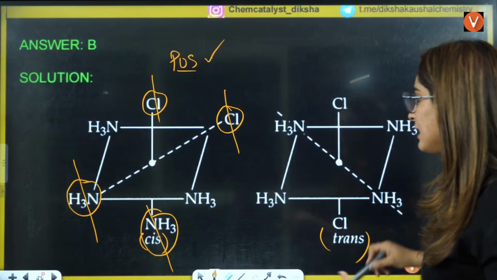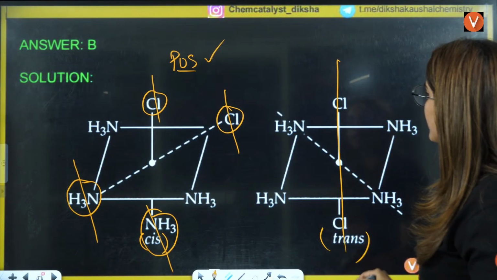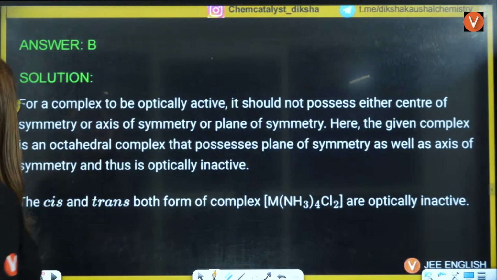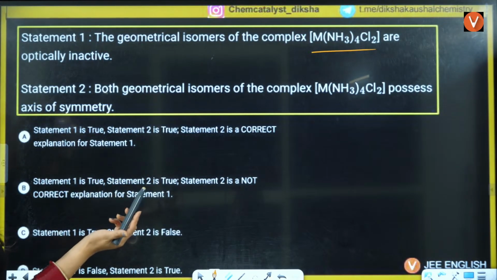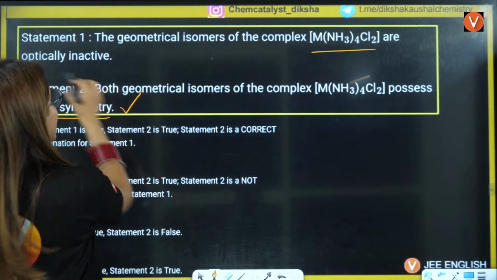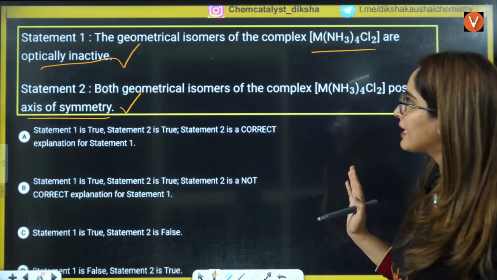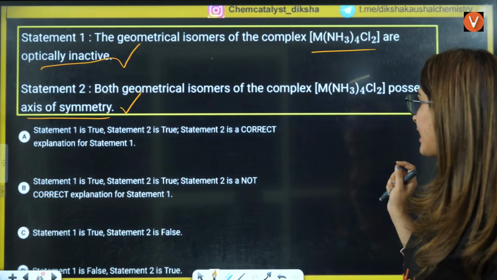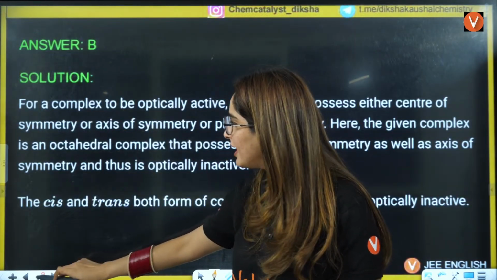It is optically inactive, right? Here also the plane of symmetry is present, you can see. So that's why you can say that both geometrical isomers possess an axis of symmetry. That is true. Optically inactive, that is also true, because a plane of symmetry is present, so it is optically inactive, right? So statement 1 is true, 2 is also true. 2 is the correct explanation of A. That is, A is the correct answer because of the plane of symmetry, right?